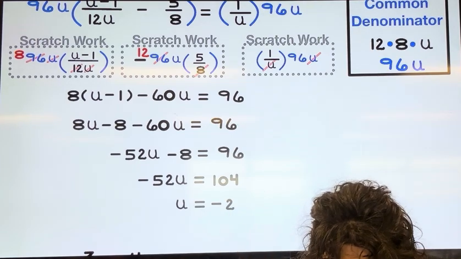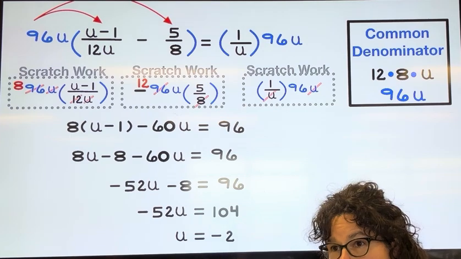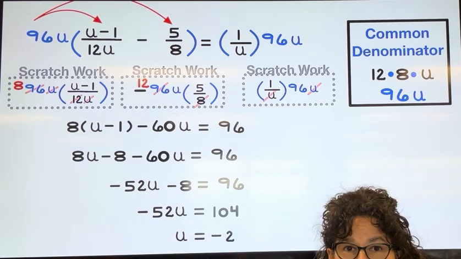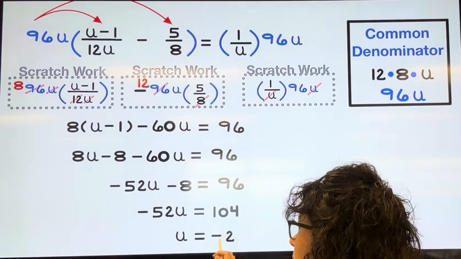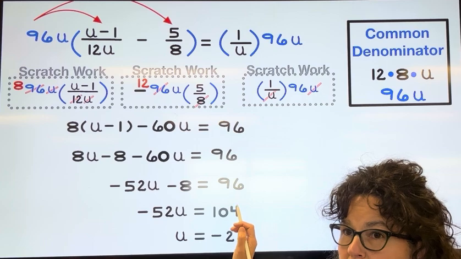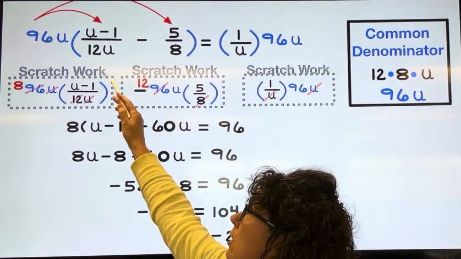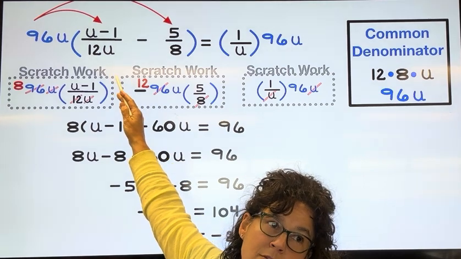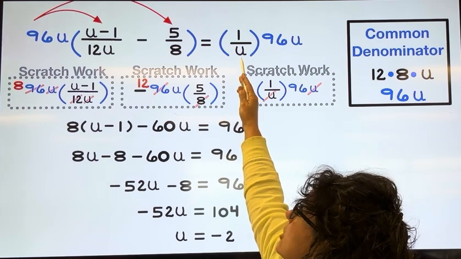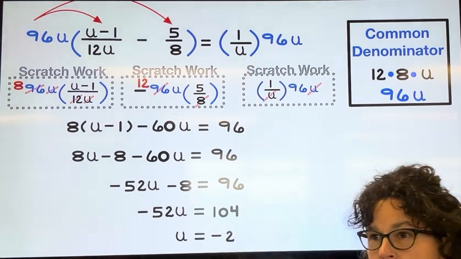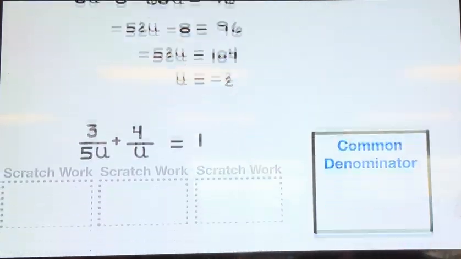Now, one of the things that we have to really be careful of is if your original equation has a variable in the denominator, we should always check to see if the answer we get leads us to dividing by 0. And if you substitute negative 2 back into the original, this denominator is 12 times negative 2, which is not 0. And putting negative 2 here, that's 1 divided by negative 2, again not 0, so we're okay, and that's our final answer.